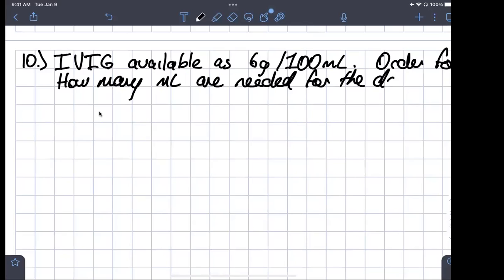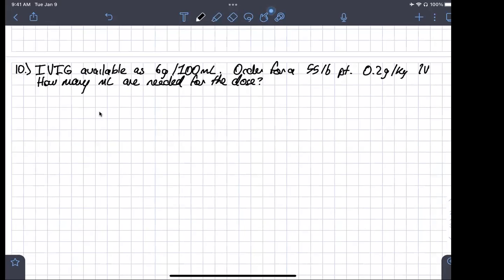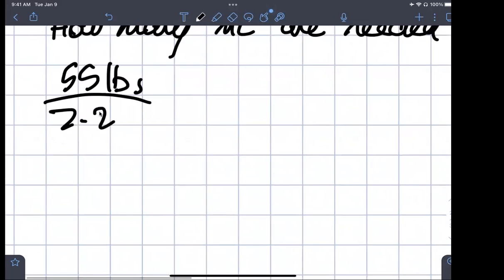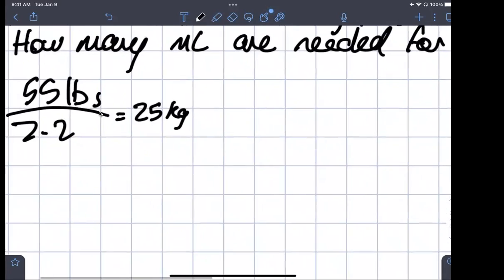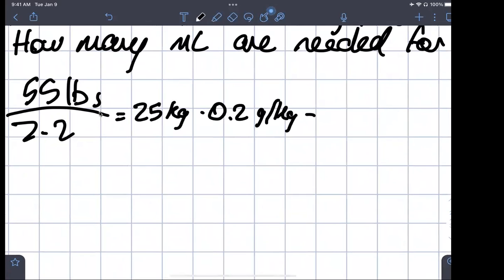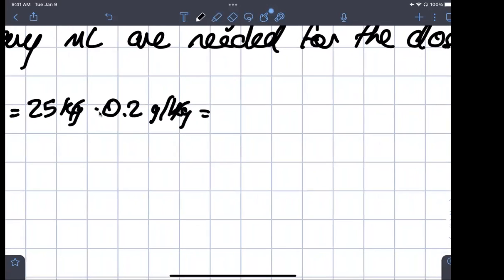for the dose. Okay, so first things first, you already see his patient weight, so you need to do 55 pounds divided by 2.2 equals 25 kilos. And how many grams is he getting for each kilo that he weighs? 0.2. Grams per kilo, kilos cancel, and we'll end up with grams. 25 times 0.2 is 5 grams.